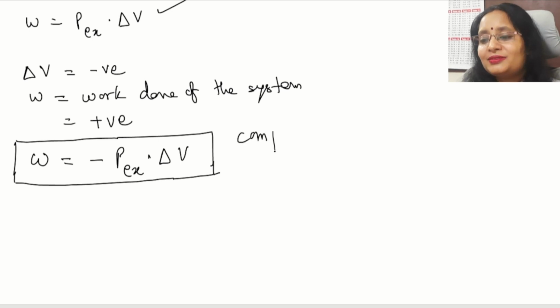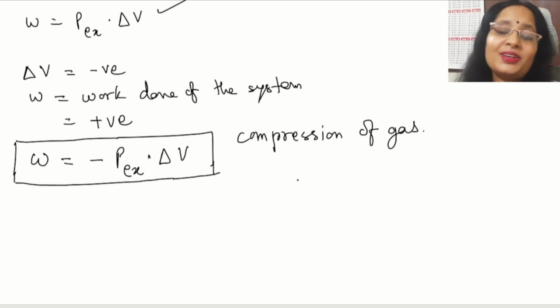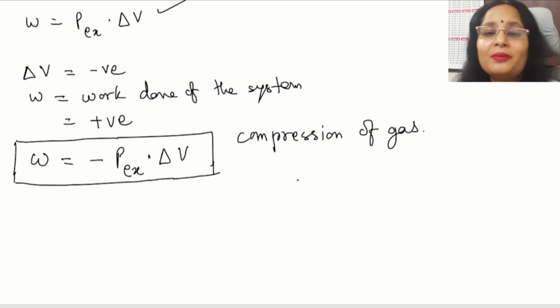compression of gas. So sometimes they won't tell directly in the question that work is done on the system. They will tell that compression happens. So if they use this word, you should be clear that work is done on the system by the compression of the gas. Okay. Now this is for the compression of gas.